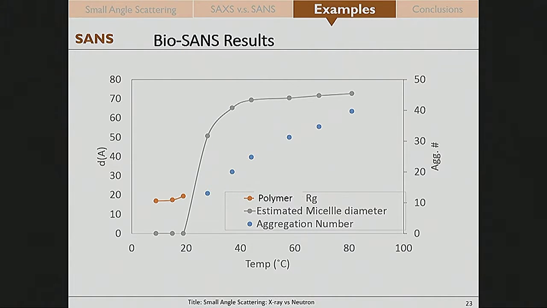So basically the three things we got out of here were: you could measure your polymer radius. We estimated a micelle diameter, so we took the radius that was calculated and just added it to the shell radius. And then we also got aggregation numbers. You can see that as temperature increases, your aggregation number increases. And below your CMT, which is about here, you have single polymers, and above it you have micelles.